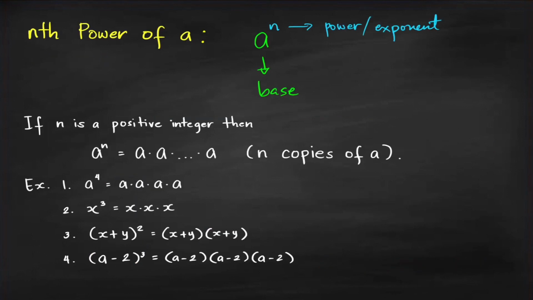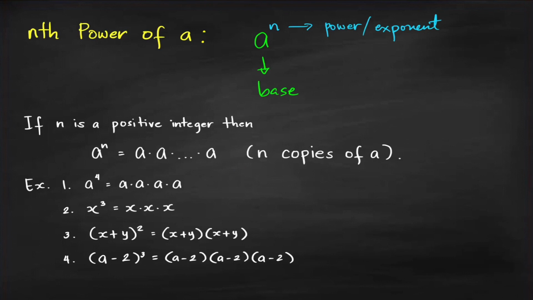The nth power of a number a is denoted by this exponential expression a to the n. N here is called the power or exponent, and the number a is called the base of the exponential expression. If n is a positive integer, for example, n equals 1, 2, 3, 4, 5, and so on, then a to the n is defined as products of n copies of a or n factors of a.